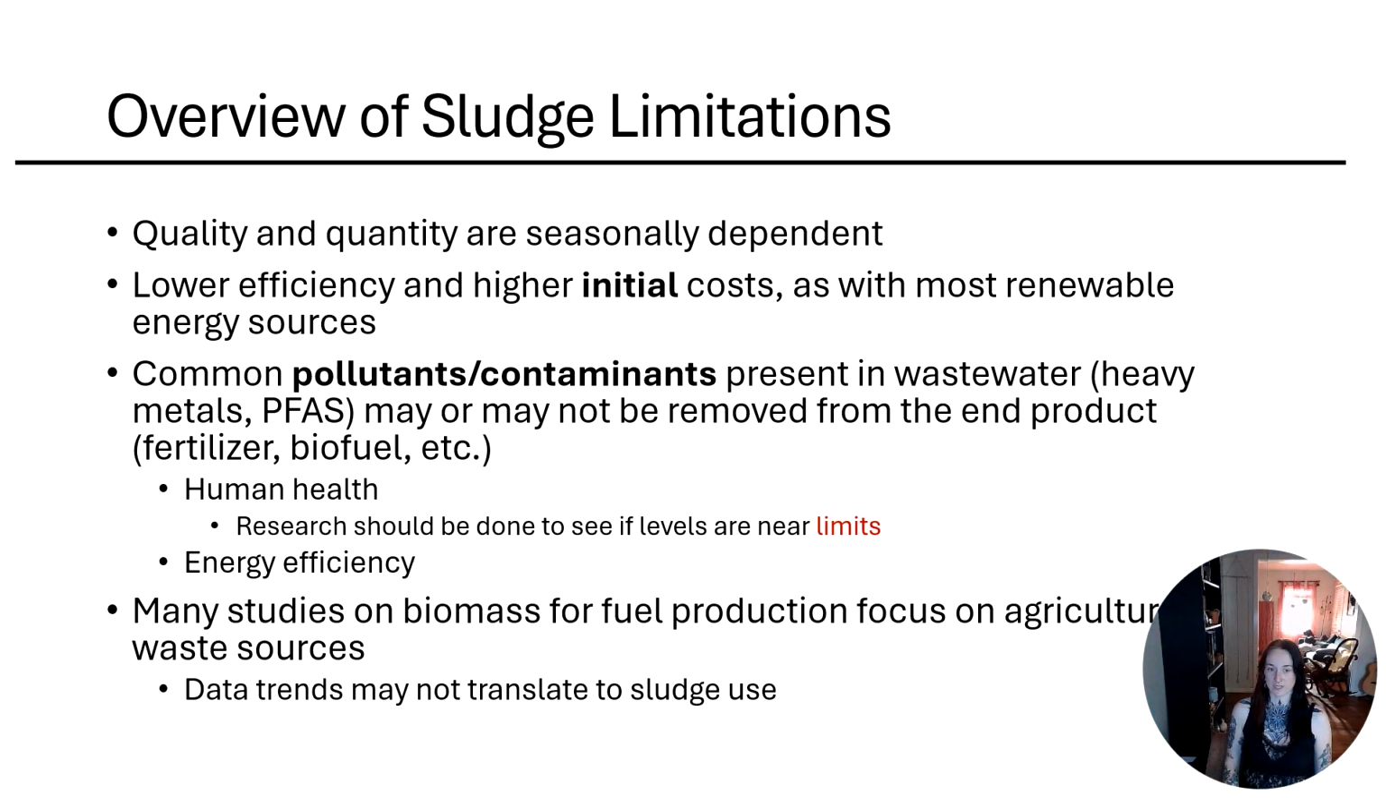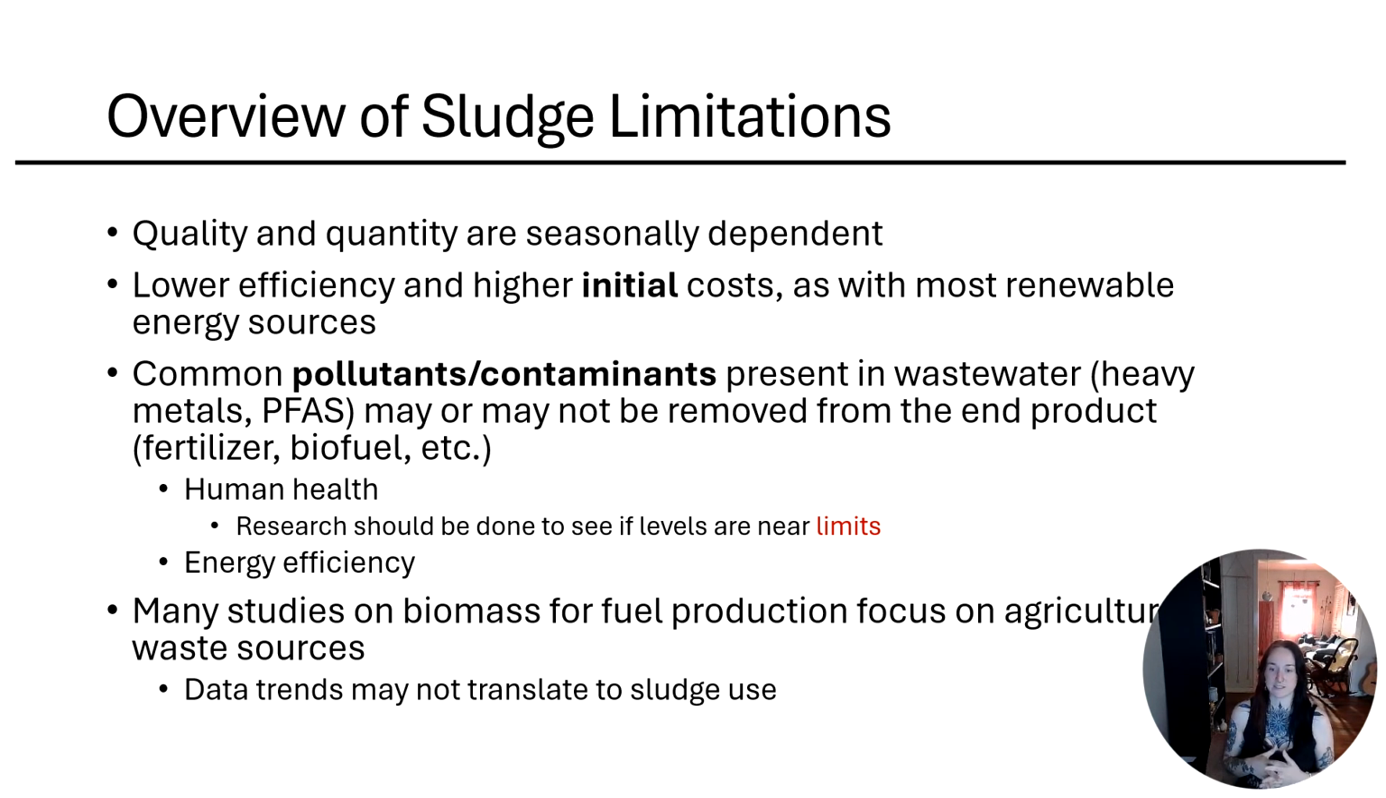So some of the limitations of sludge reuse include the quality and quantity being seasonally dependent, as previously mentioned. Depending on what route you take, it can matter less. But in things such as the microbial fuel cells, the microbial composition is very important, and it can be more sensitive to that. As with most renewable energy sources, the efficiency is generally lower with higher initial costs. This is, again, pretty common, but it's always something to keep in mind.